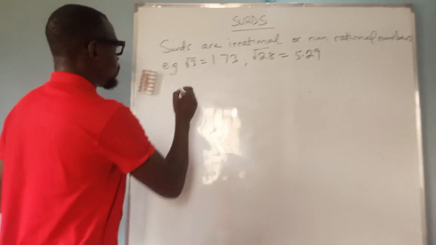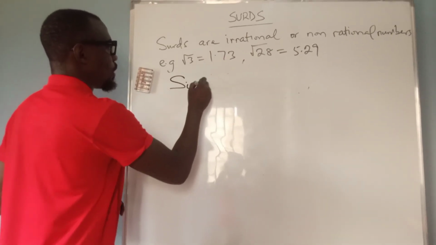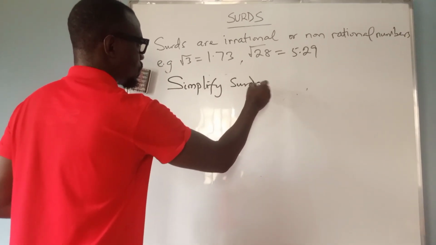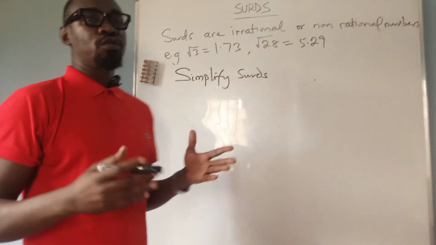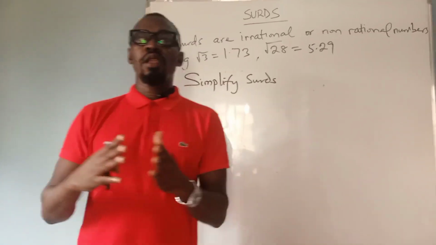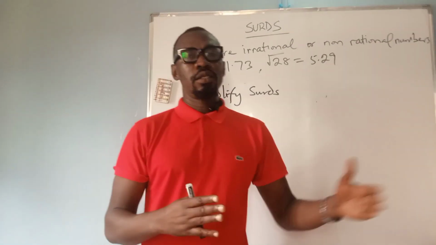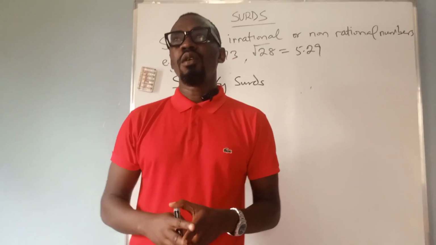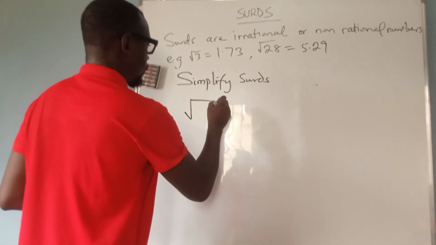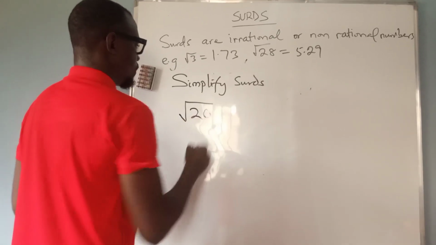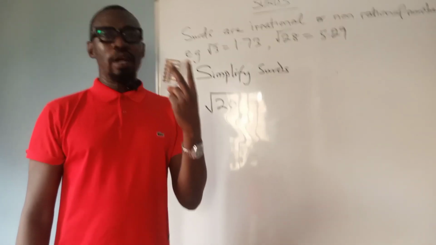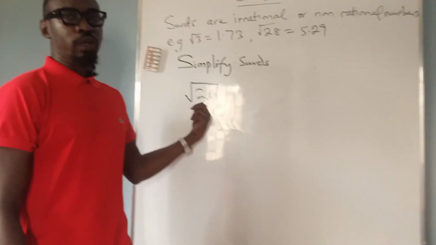I think the first thing for you to know is how to simplify surds. Whenever you are asked to simplify a surd, in most cases, you have a perfect square and an imperfect square. Whenever you are asked to simplify, for instance, the square root of 20, you will look for two factors of this number 20.